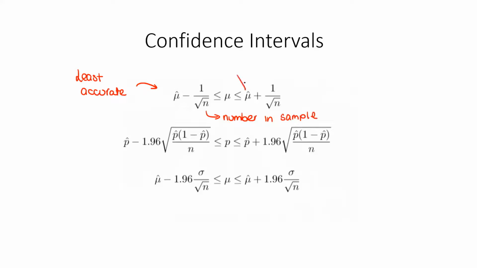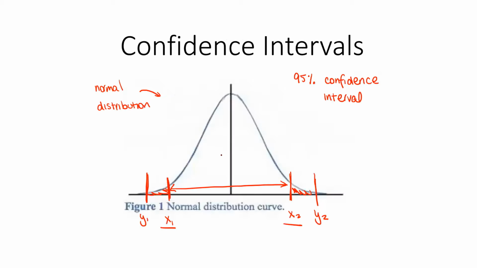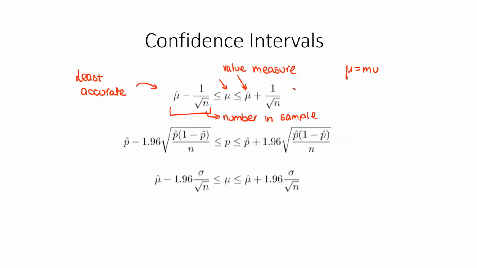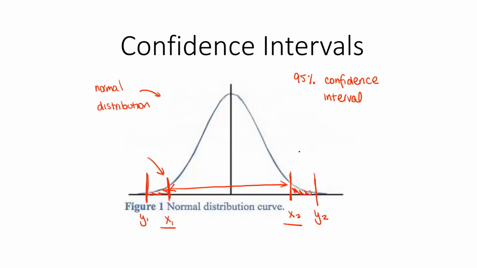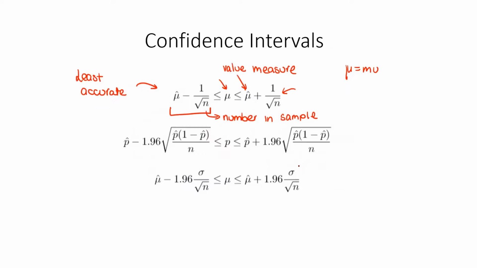And mu hat here, that's the value you measure. And then mu, this is how we pronounce it, that's just going to be the true value that we're going to try to find. So the bottom number here will be the bottom number in our confidence interval, and then the one with the plus would be the top number in our confidence interval here. So the first one is the least accurate.